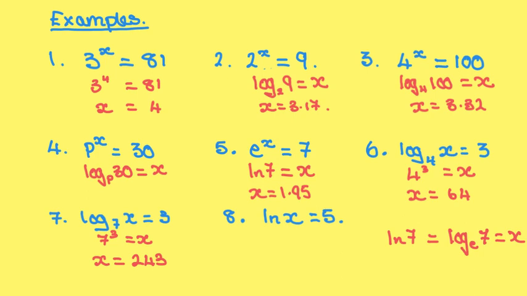Natural log x is equal to 5, so I'll rewrite that. Remember, it is base e, so it's e to the power of 5 equals x. So x equals e to the power of 5, and if you work that out on your calculator, you will get an answer of 148.4. But in an exam, I would leave any answers involving e as e to the power of 5. That's a perfectly good answer.